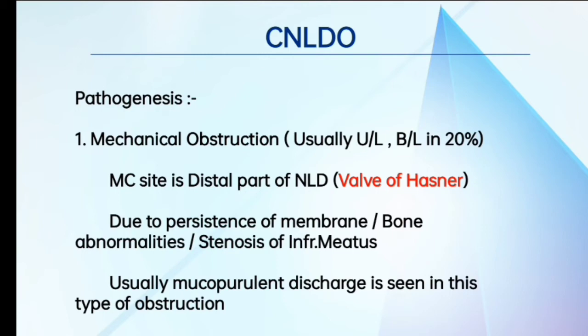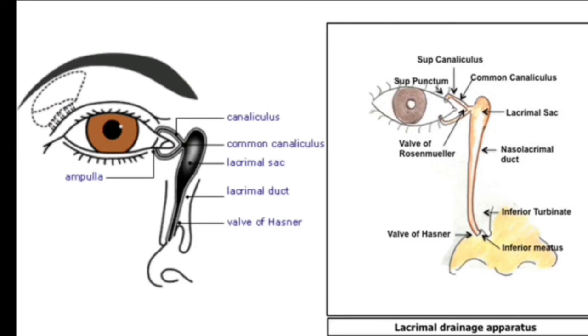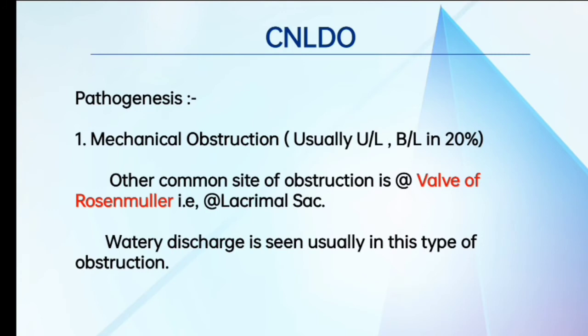Usually, mucopurulent discharge is seen in this type of obstruction. You can see the valve of Hasner near the inferior meatus in this picture. So the most common site of obstruction is near the valve of Hasner. Coming to the other common sites of obstruction. Another common site of obstruction is near the valve of Rosenmuller, that is near the lacrimal sac. Usually watery discharge is seen in this type of obstruction.